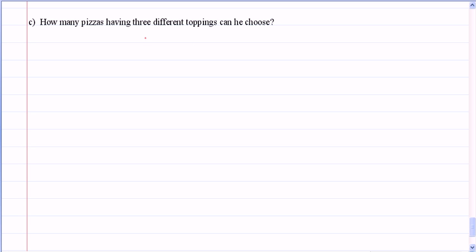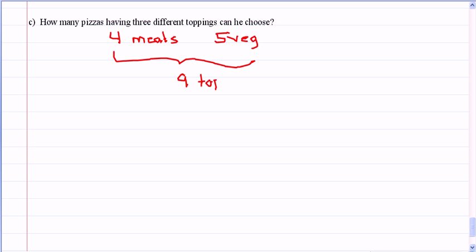For part C, how many pizzas having 3 different toppings can he choose? So we know from the beginning that he has 4 different meats and 5 different vegetable toppings. So if we just want 3 different toppings, they could all be vegetable, they could all be meat, or they can be any combination of meat and vegetables. So therefore, we have a total of 9 different toppings. So this is still a combination because it doesn't matter the order that he puts the toppings on the pizza.